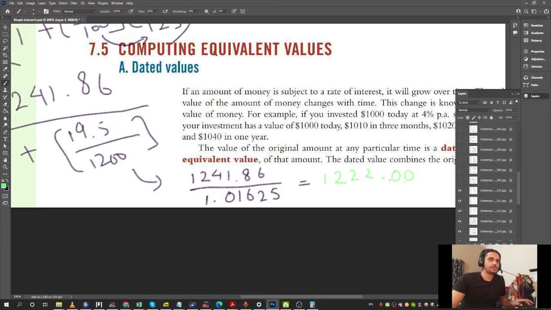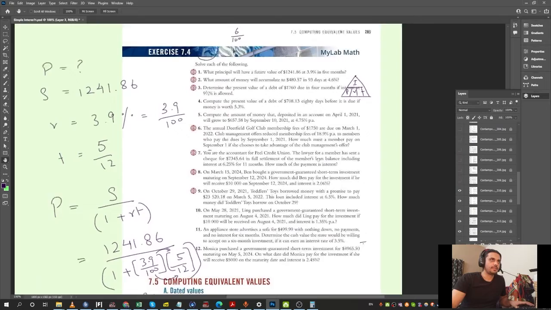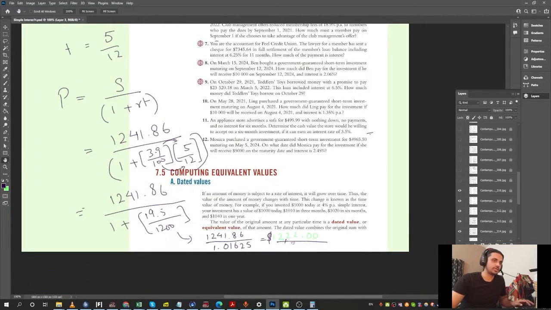Okay, it's dollars. So if you had invested roughly $1,222 at this rate, 3.9%, for 5 months, you end up with 1241.86. So if you ended up with 1241.86 and you had invested your principal for 5 months at this rate, that means the principal that you originally invested was roughly this much, $1,222.00.